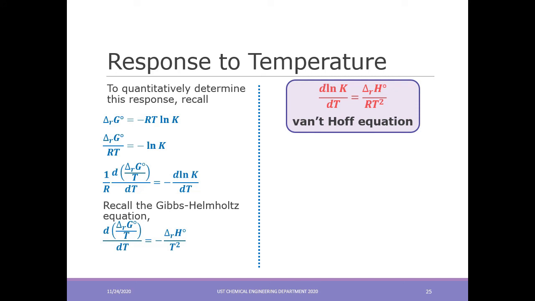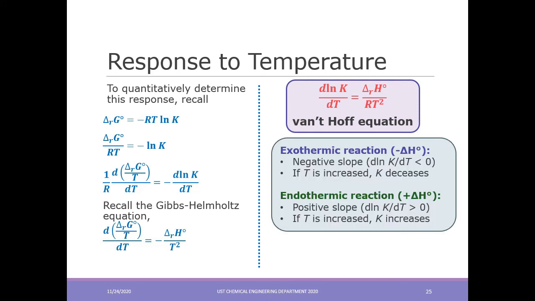This shows us that if a reaction is exothermic, wherein reaction enthalpy is negative, then the slope d ln K over dT is also negative. This means that for exothermic reactions, the equilibrium constant decreases when temperature is increased. On the other hand, for endothermic reactions, the reaction enthalpy and slope are both positive, which signifies that K increases with temperature.